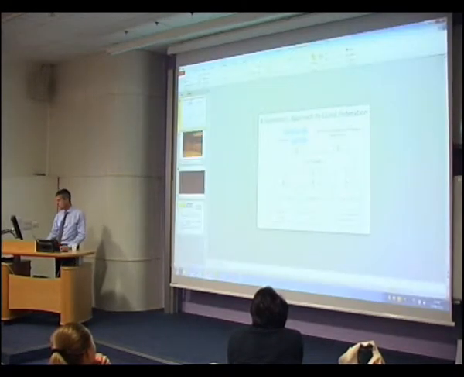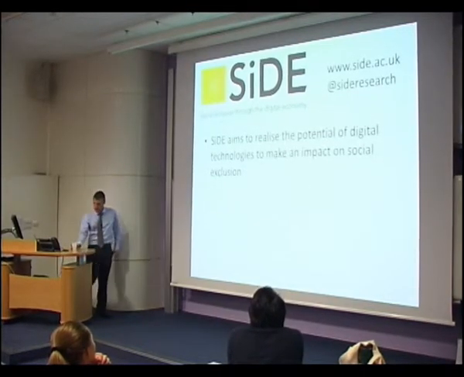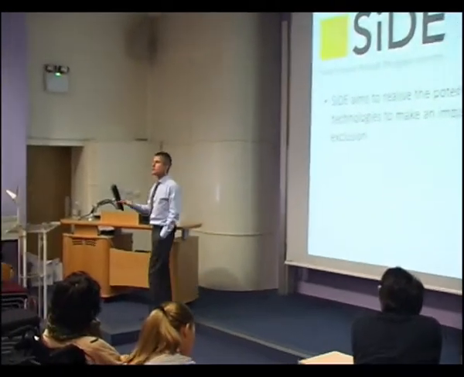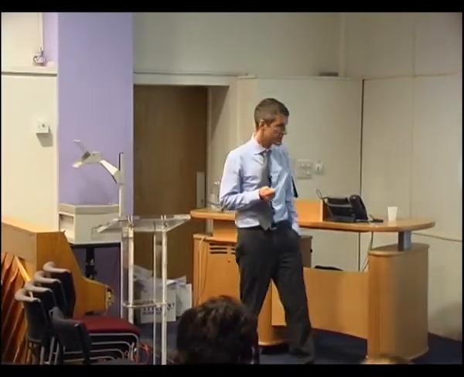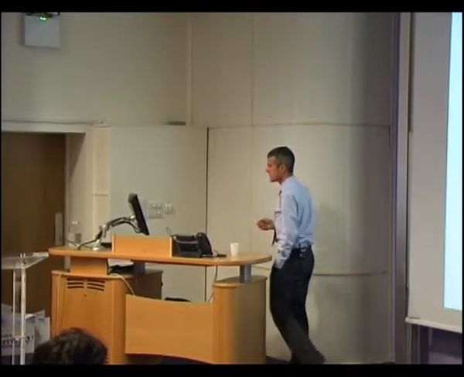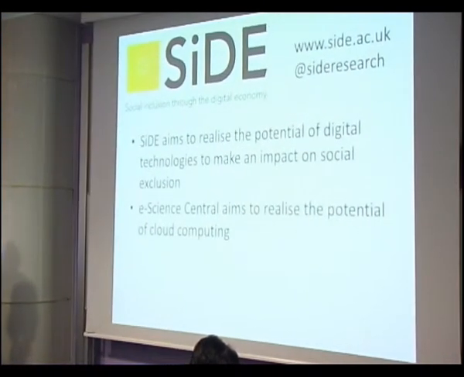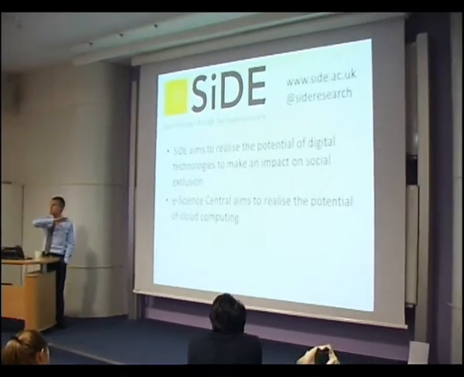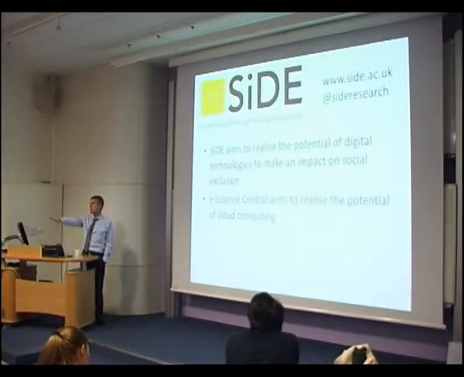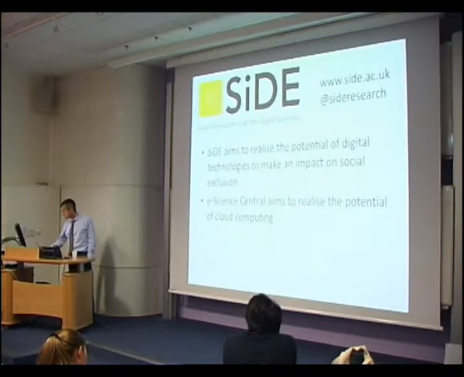Okay, I'm rapidly running out of time, so I'm going to go to the last slide. I've tried to do two things. I've tried to show you examples of how the SIDE project is trying to realize the potential of digital technologies to help people who are socially excluded. And the other side of what I've done is to try to show you how cloud computing has potential, but there are issues. However, as computer scientists, we can try to address those issues and solve some of the problems to make it easier for people to produce scalable, reliable, dependable, secure systems built on clouds.